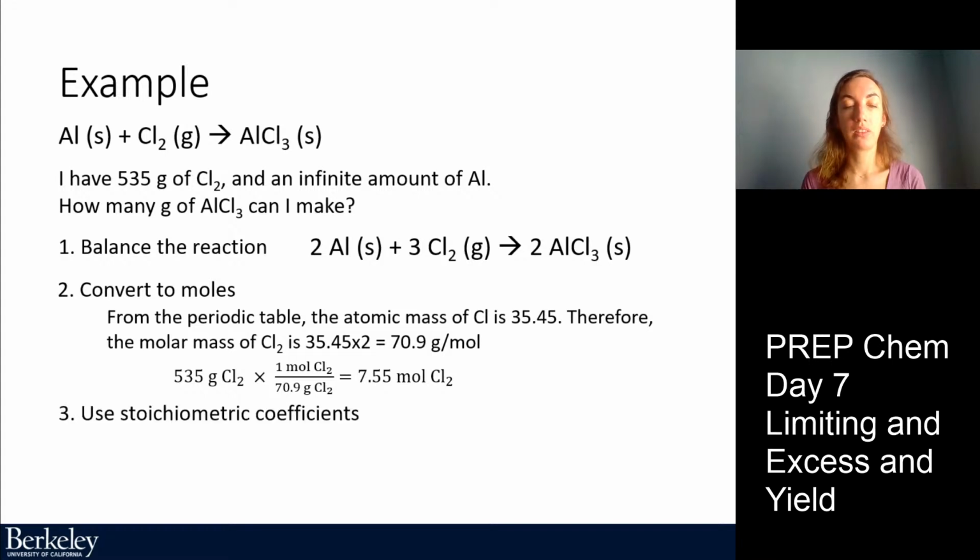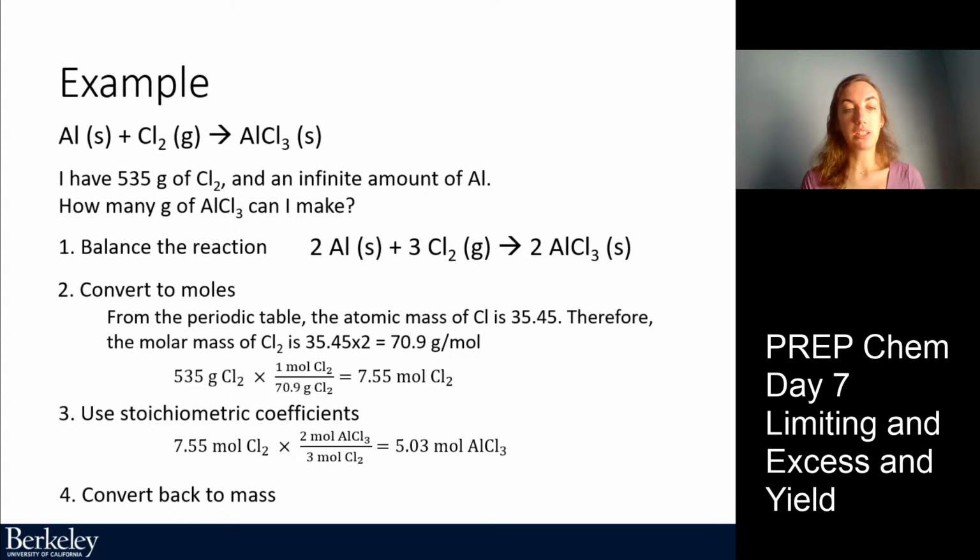Then I can use my stoichiometric coefficients, and I know that for every 2 moles of AlCl3 that I make, I use up 3 moles of Cl2. So I got those numbers off of my balanced reaction. Those are my stoichiometric coefficients. And when I just do that math, I can make 5.03 moles of AlCl3.